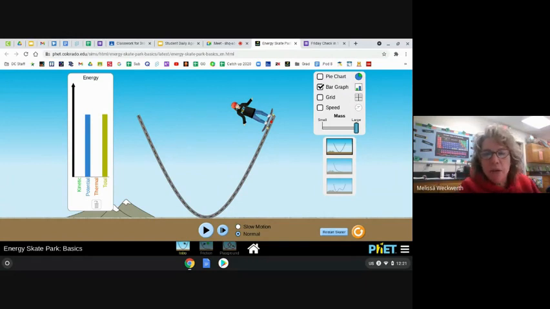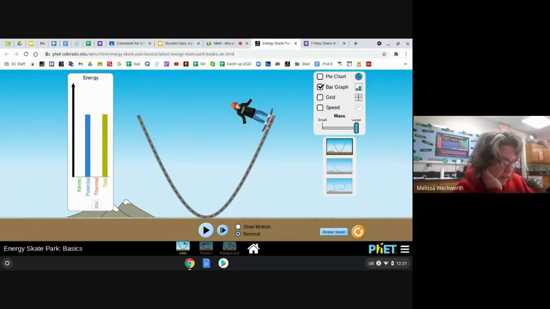So right now he's at the top of the ramp and my potential energy is highest and my total energy is highest. That matches letter A on number 11. So then I would just say, explain where the skater might be on the ramp.